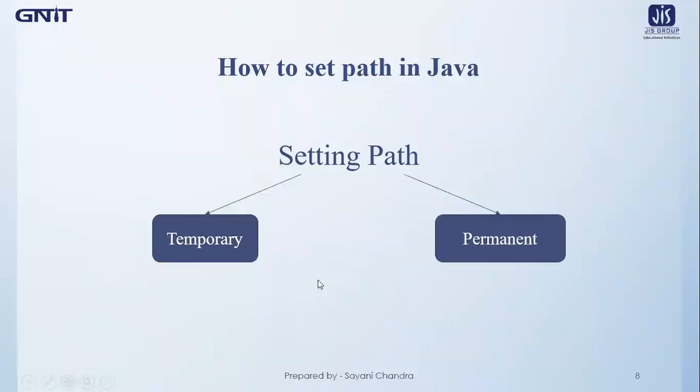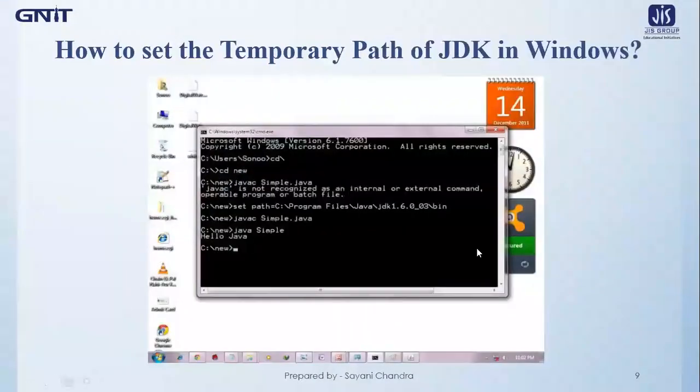There are two ways to set the path. One is temporary and another one is permanent. So let's first understand how to set the path temporarily. Suppose I have created the simple.java file and I have created a folder named new inside the C drive. So I am going to the new directory inside the C drive. Here I have gone to the new directory.